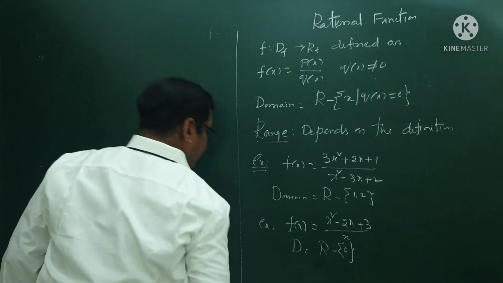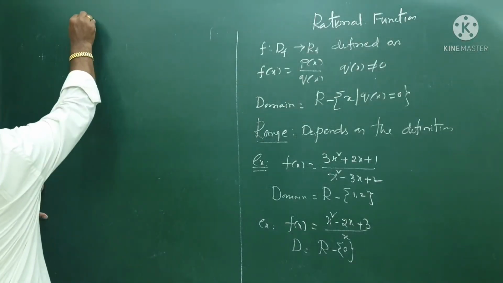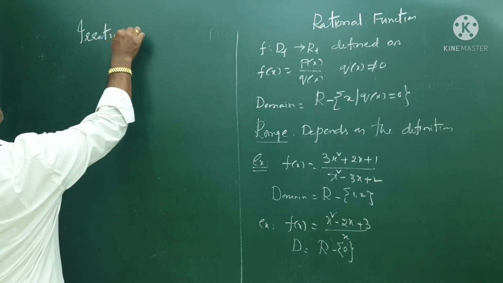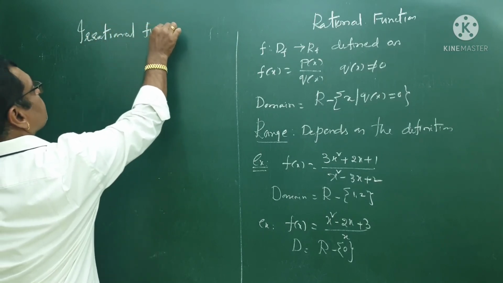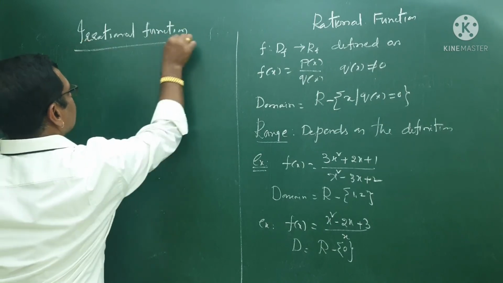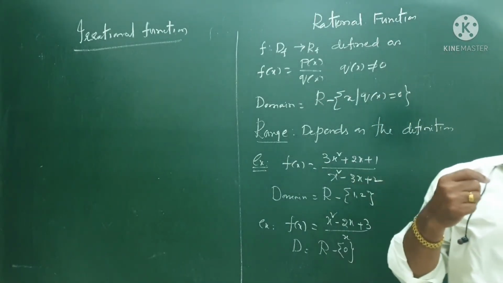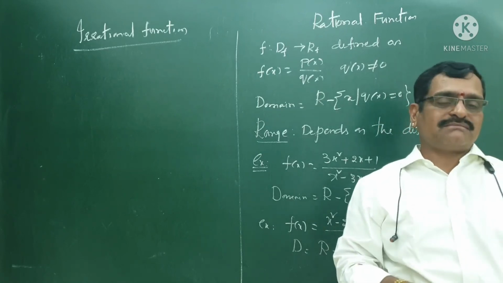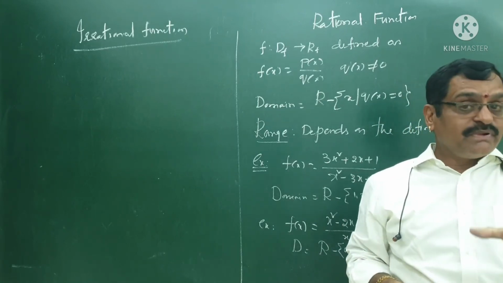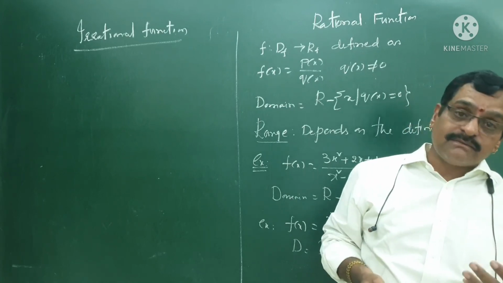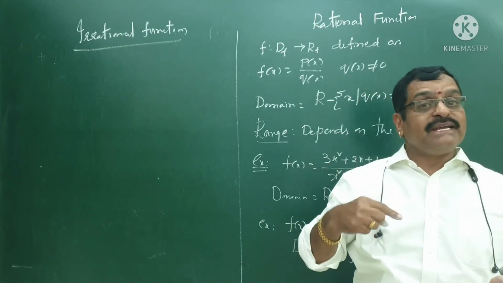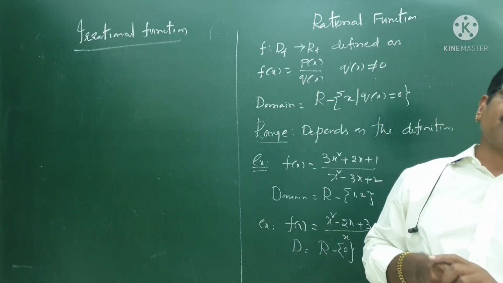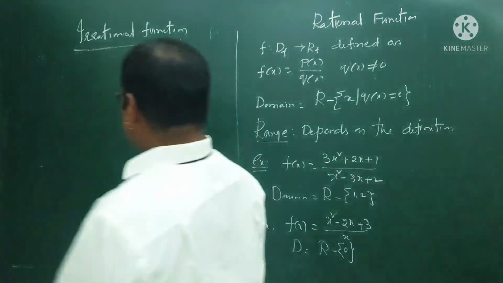Next one, the irrational function. If an algebraic function contains a term whose exponent is a rational number of p by q form, then that is called an irrational function. For example, look here.